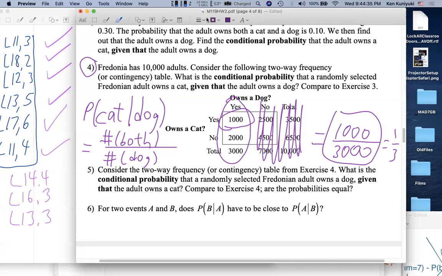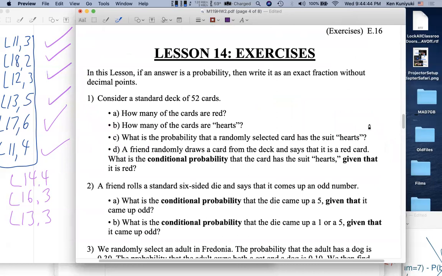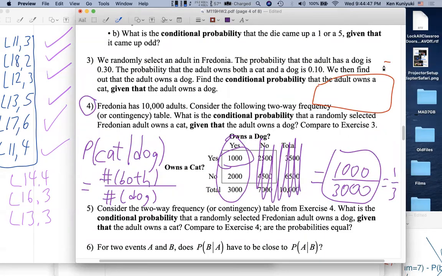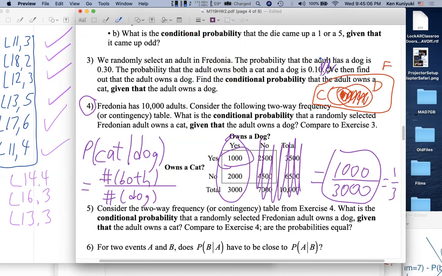Very quickly, before I go on, if you think in terms of a Venn diagram, here's all adult Fredonians. Here are the cat owners. Here are the dog owners. We only care about the world of dog owners. And of these, 1/3 are furthermore cat owners. So that overlap, red purple, is 1/3 of the red filled in thing over here.